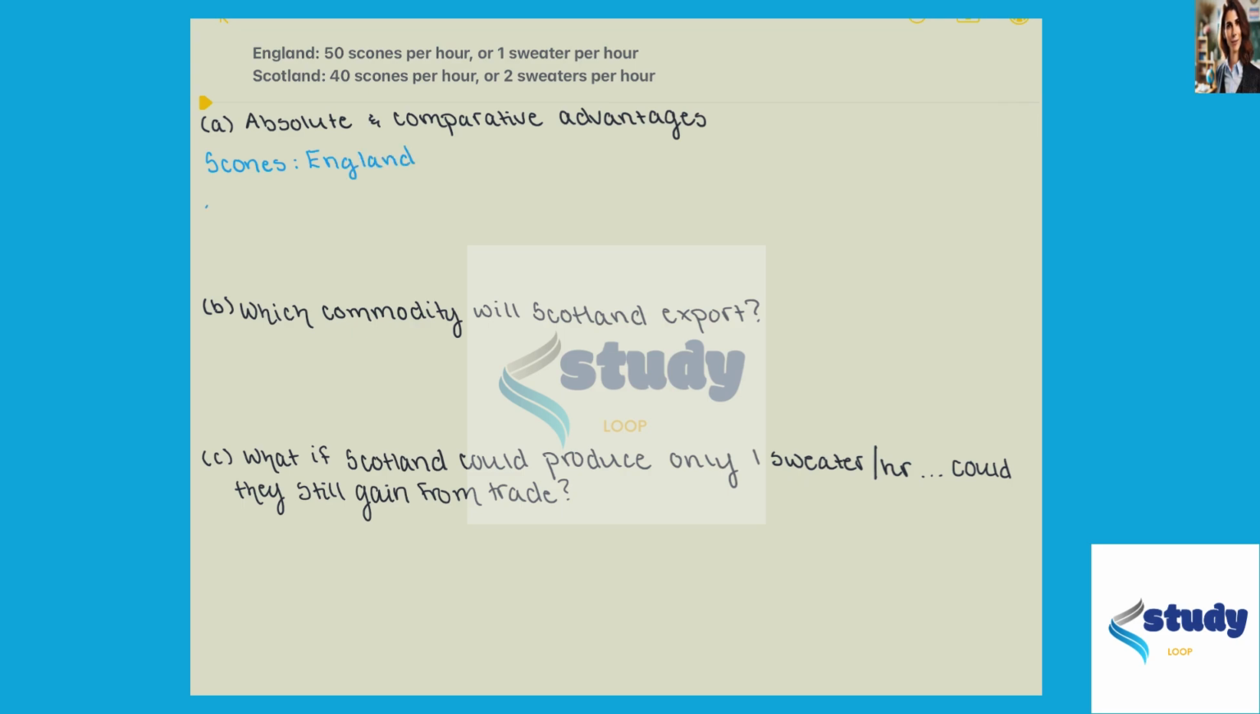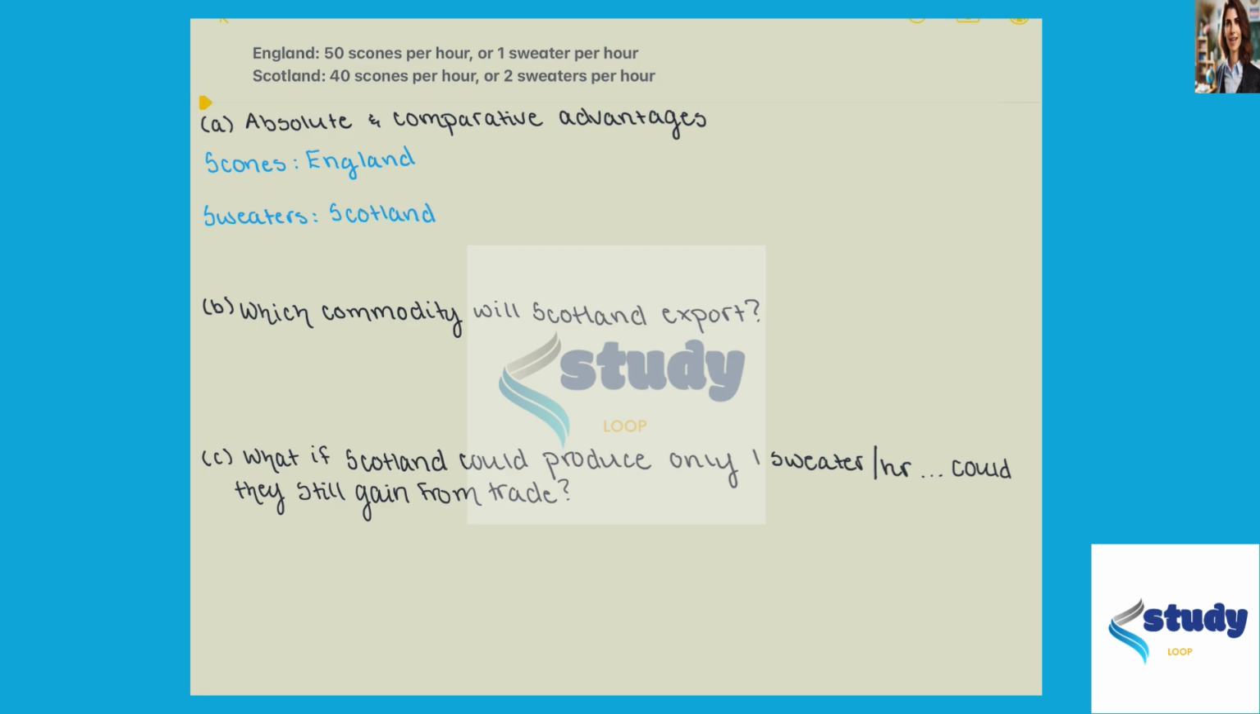Now, if we're looking at sweaters, what it looks like is that England can produce 1 sweater per hour, but Scotland can produce 2 sweaters per hour. So Scotland is better at making sweaters than England. So we can say that Scotland has this absolute advantage in producing sweaters.